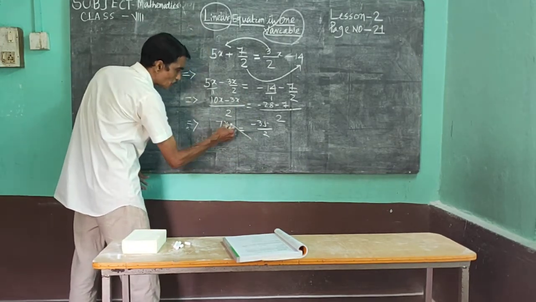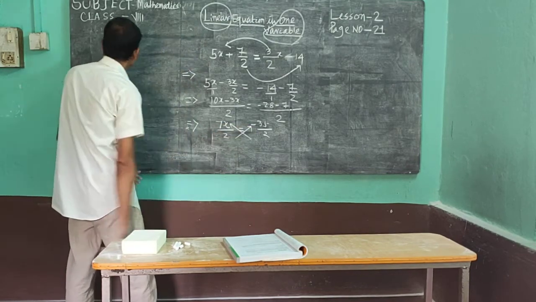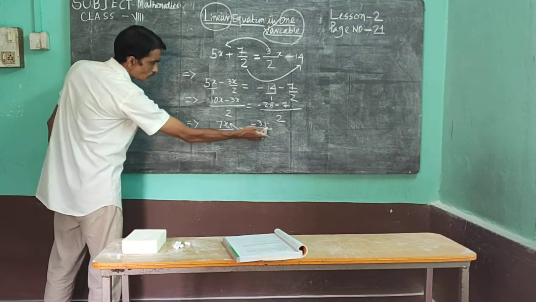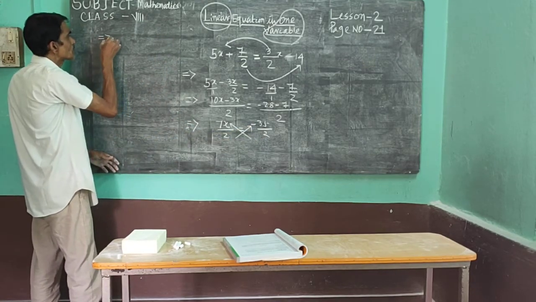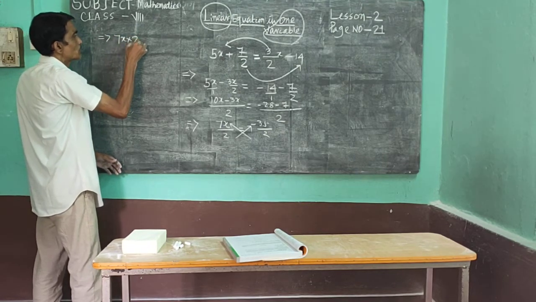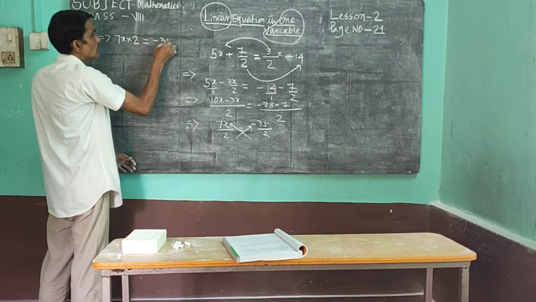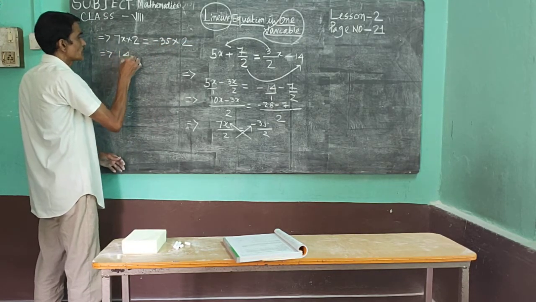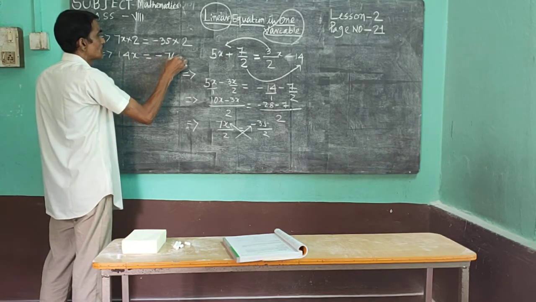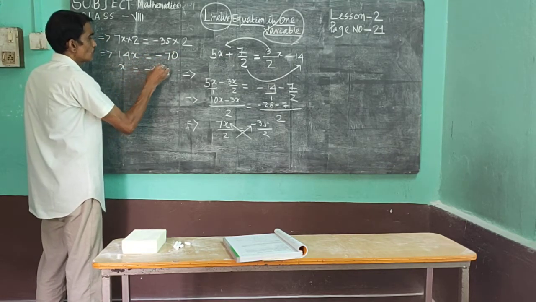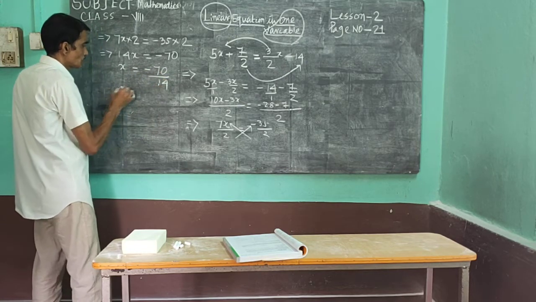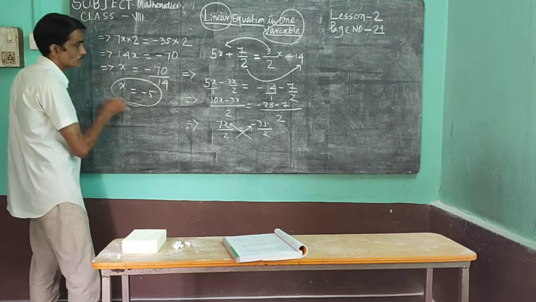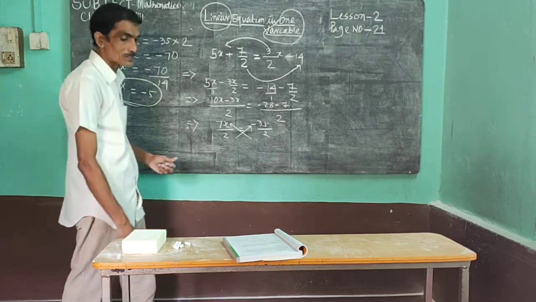Next I will move to cross multiplication. That means I multiply 2 with 7x and this 2 with minus 35. So my next step is 7x multiplied by 2 is equal to minus 35 multiplied by 2. So my answer is 14x is equal to minus 70. Then x equals minus 70 upon 14. So x is equal to minus 5. This is my answer. That means the value of x is minus 5.